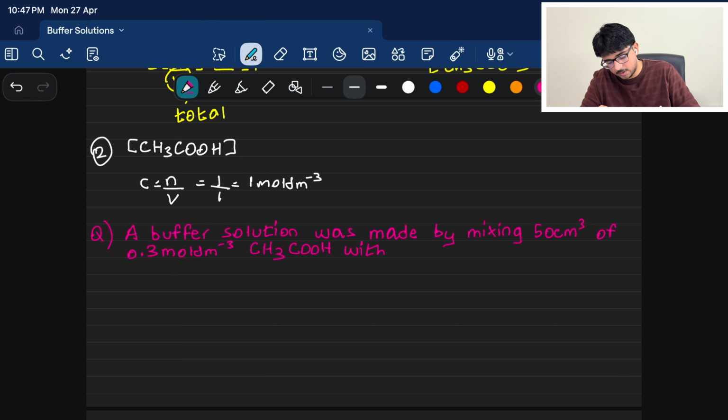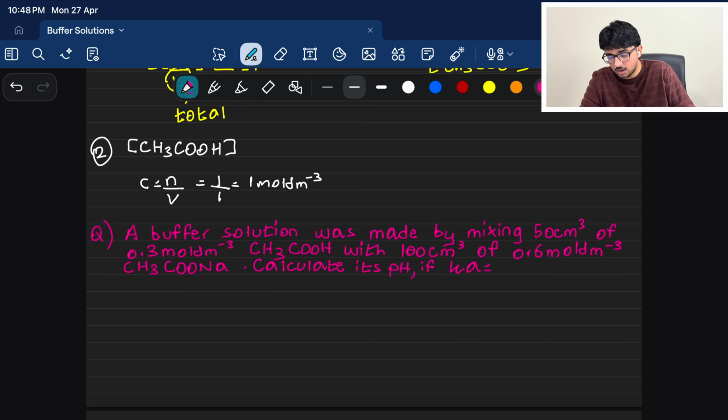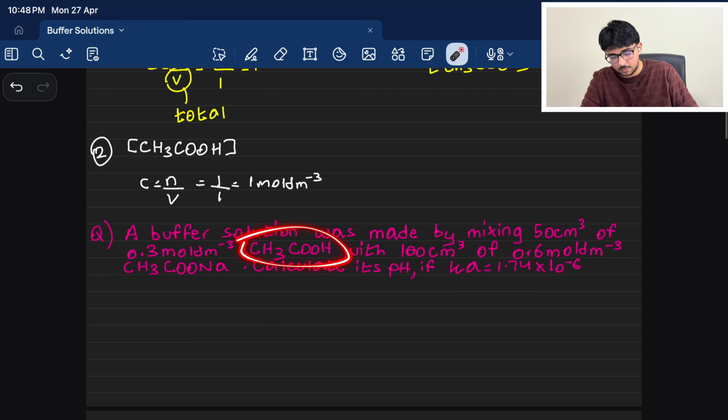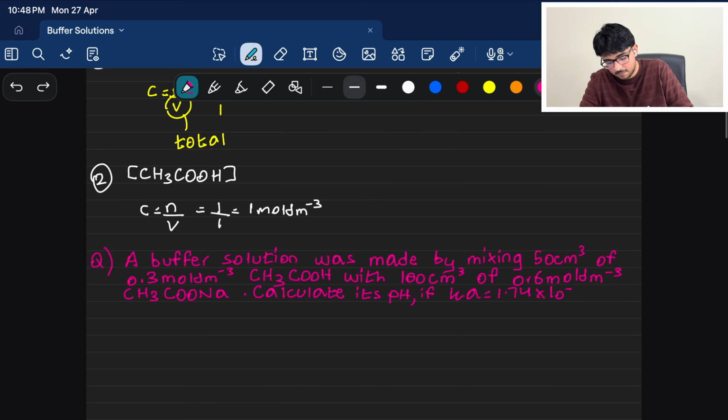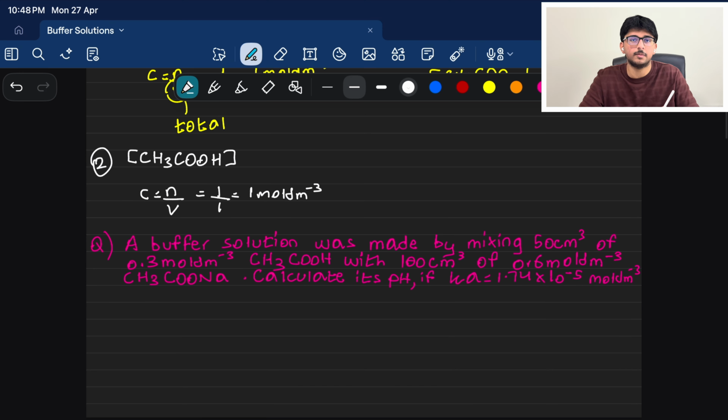With 100 cubic centimeters of 0.6 mole per dm cube sodium ethanoate, so CH3COONa. You need to calculate the buffer solution's pH if the Ka value is equal to 1.74, again the same value of course because you're using the same acid, 1.74 times 10 power minus 5 mole per dm cubed. So let's try this out.